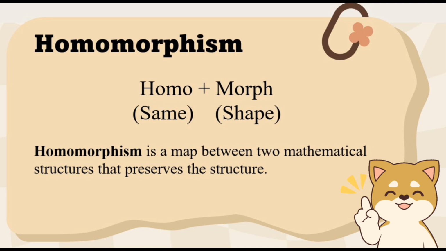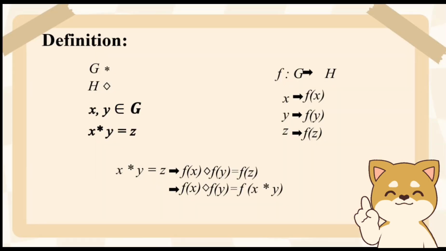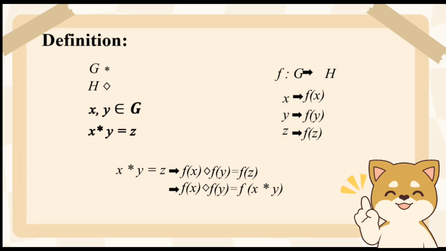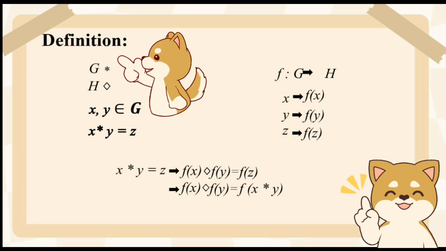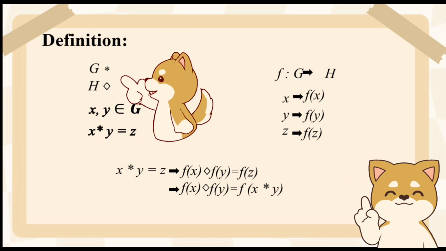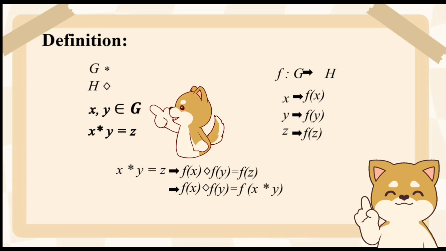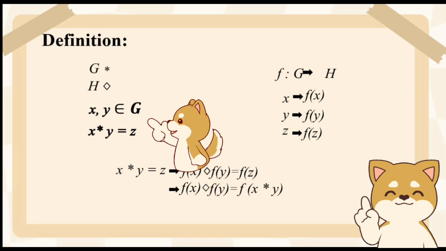To better understand this, suppose we have two groups G and H. Note that G and H are different groups and they may have entirely different group operations. To help us keep G and H separate in our minds, let's use the asterisk for the group operation in G and the diamond for the group operation in H. Now, pick any two elements x and y in G. Let's say that x * y equals z.